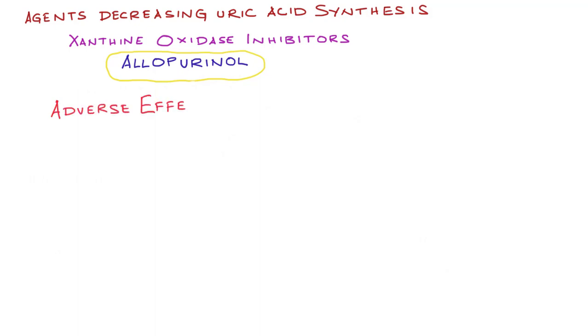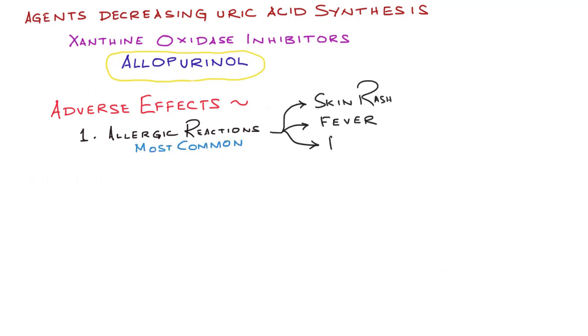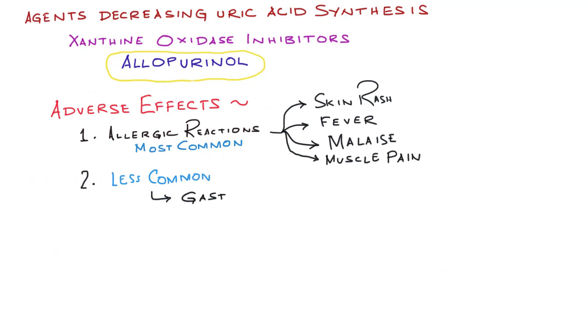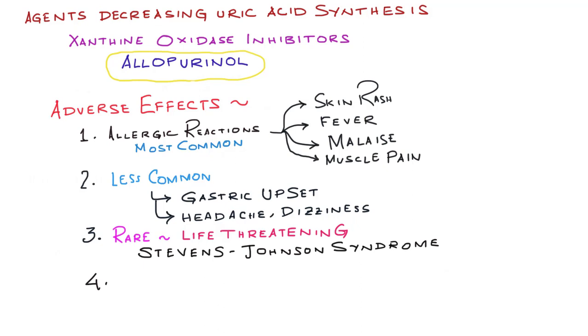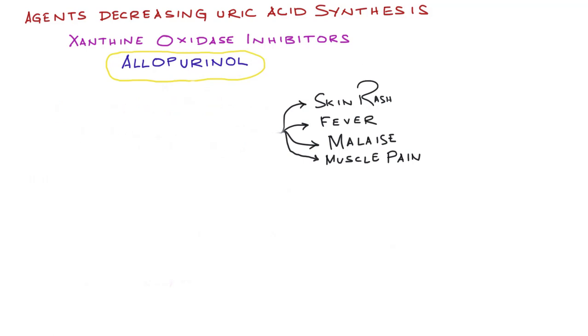Regarding the adverse effects of allopurinol, the most common adverse effects are the allergic reactions, which include skin rash, fever, malaise, muscle pain, etc. Among the less common adverse effects, we have got gastric problems, headache, dizziness, nausea, etc. However, the most dangerous and rare adverse effect of allopurinol is Stevens-Johnson syndrome, which is also a life-threatening problem. Finally, very rarely, allopurinol can cause liver dysfunction also.